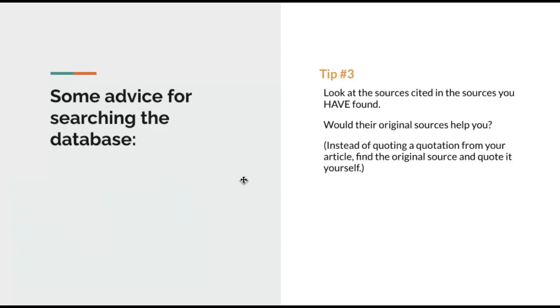If you found some sources that are really good, take a look at what they're citing. If you found some sources that aren't in the database, but it's really good, what are they citing? Can you find any of those sources on your own? And instead of quoting a quotation, like, you're reading this great journal article and they quote some authority figure, because they read his or her work, go find that source for yourself and quote it originally.